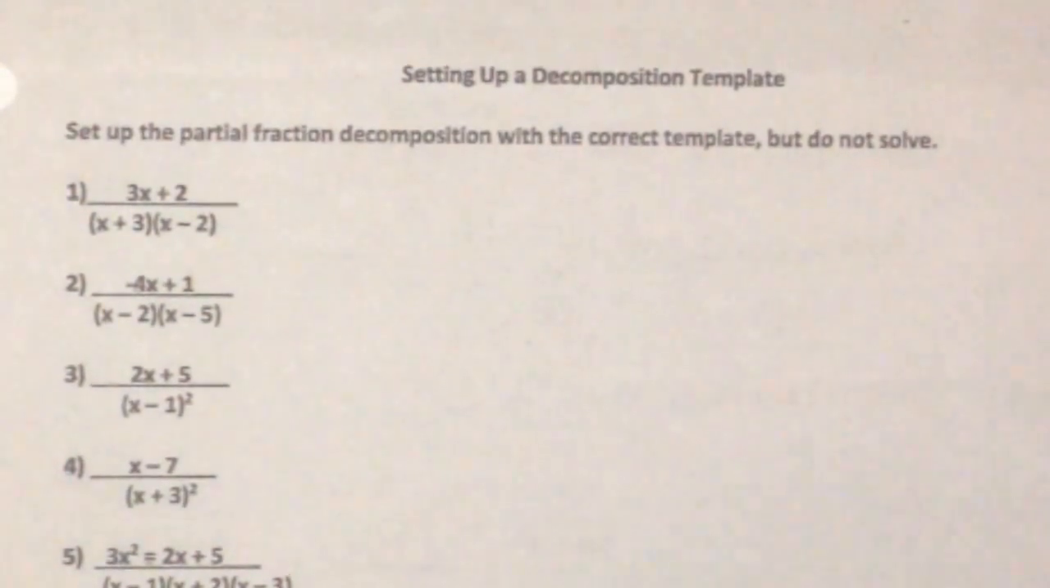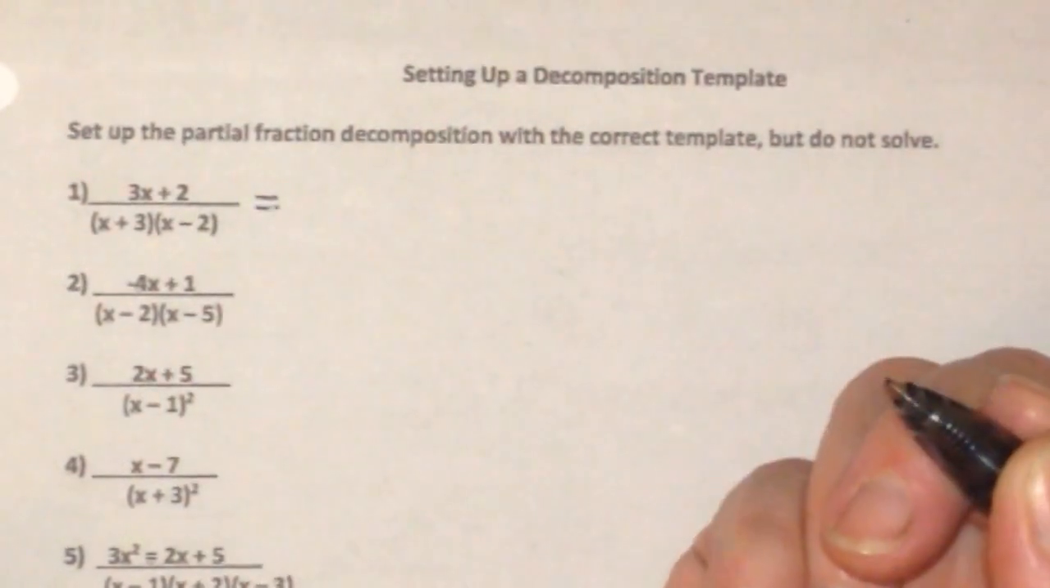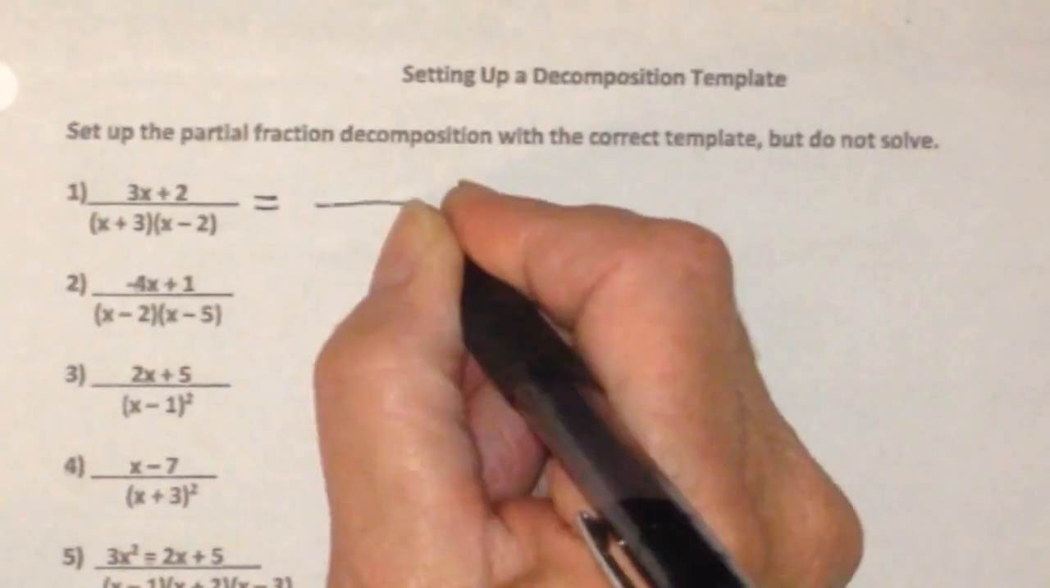As I go through these, I'm going to be doing the odd ones. What you need to do is attempt the even ones to turn in to me. So for number one, we have 3x plus 2 over x plus 3 times x minus 2. We're going to rewrite this into separate fractions.